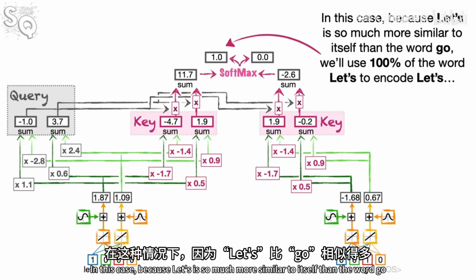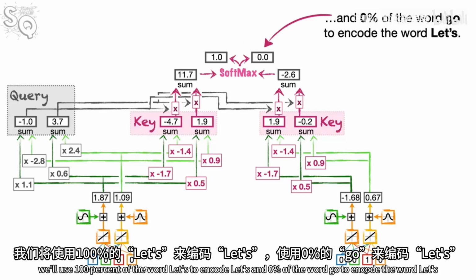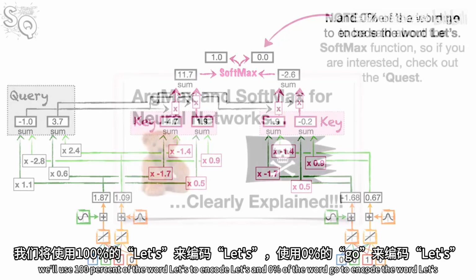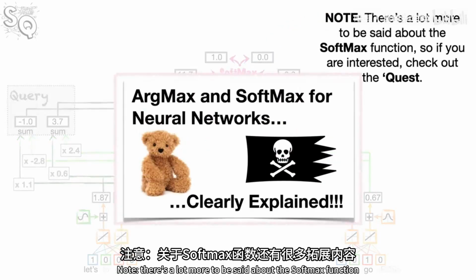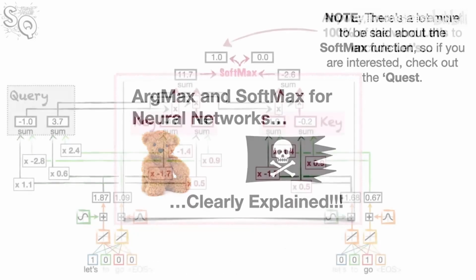In this case, because let's is so much more similar to itself than the word go, we'll use 100% of the word let's to encode let's, and 0% of the word go to encode the word let's. Note, there's a lot more to be said about the softmax function, so if you're interested, check out the quest.